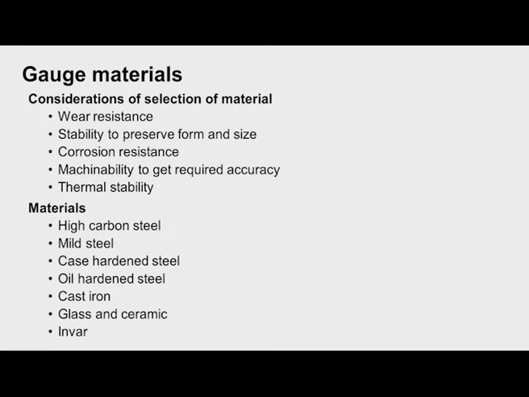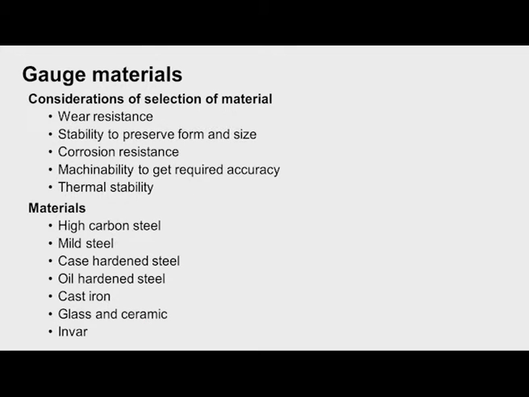Now what are the gauge materials used for manufacture of gauges? Different kinds of materials are used, like high carbon steel, and sometimes mild steel is also used, case hardened steel, oil hardened steel, cast iron is also used, and sometimes glass, ceramic and Invar are also used.